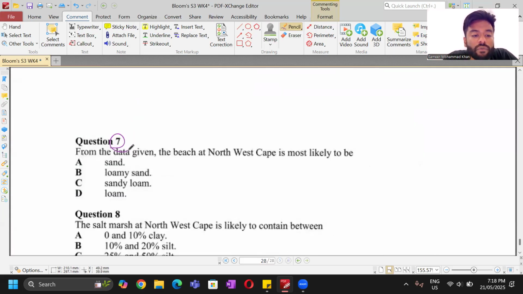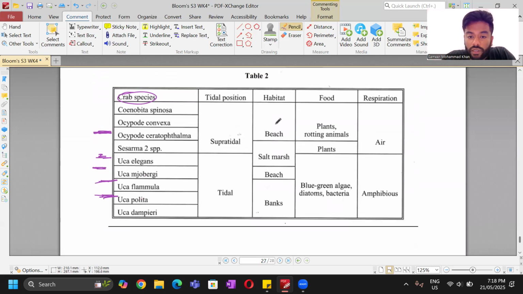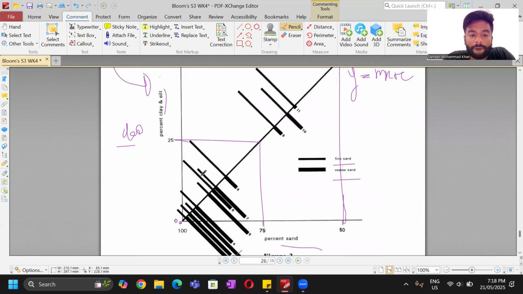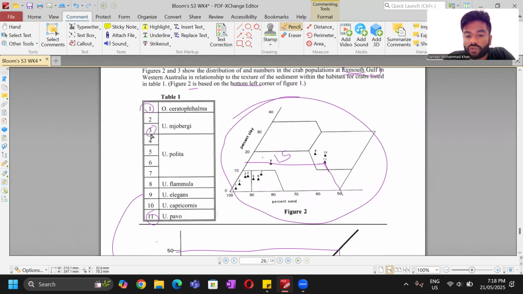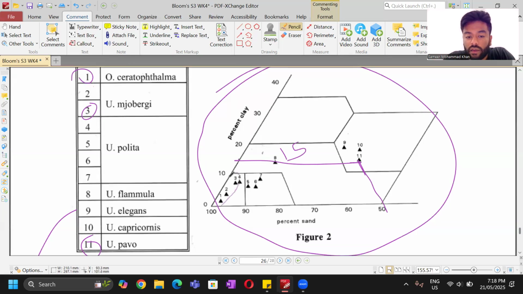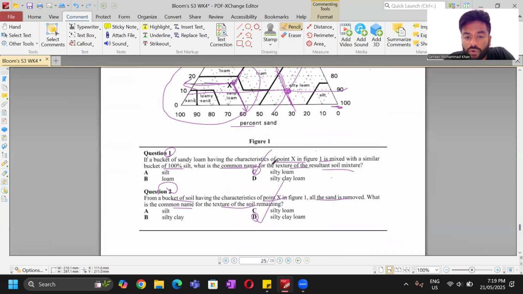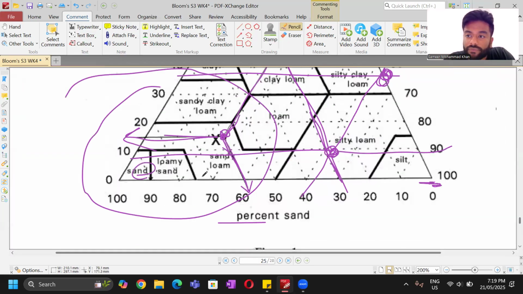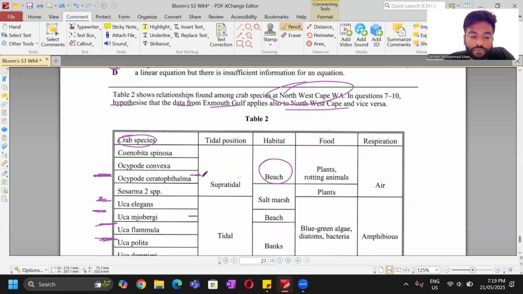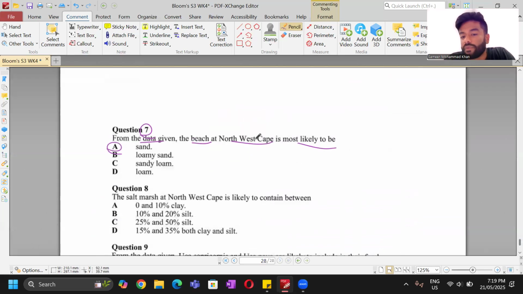Okay, so question 7. From the data given below, the beach at Northwest Cape is likely what? All right, so the beach at Northwest Cape, you have ceratophthalmology. And the beach here also has Mossberg. Okay, so ceratophthalmology and Mossberg. Ceratophthalmology is 1, Mossberg is 2 and 3. So 1, 2, and 3 belong to the far bottom left corner of clay and sand, right? So then if you were to track this above, what is this corner called? This corner is called sand, right? So from this data, the beach is likely to be sand.